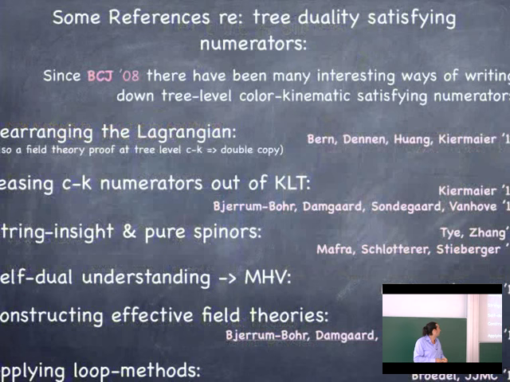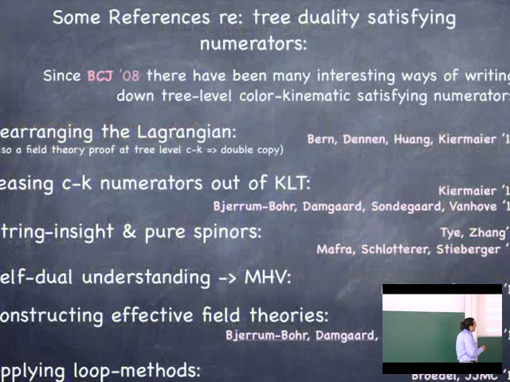And also, in this paper, there's a field theory proof of the tree level. So given a color-kinematics satisfying representation, the double copy does give you the gravity amplitude. Turns out you can tease color-kinematic numerators directly out of KLT. So this was the first all-multiplicity constructive expression for color-kinematic numerators. And Michael Kiermaier, and then our NBI friends and Pierre Vanhove.